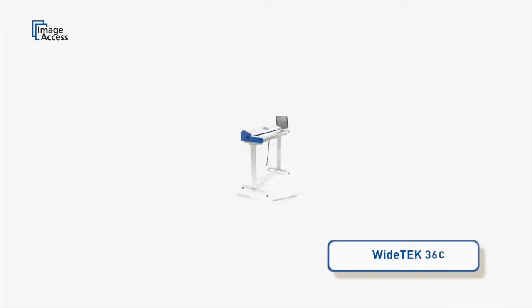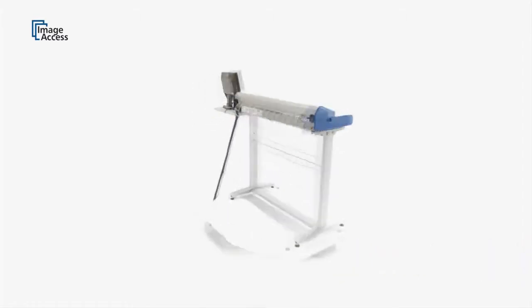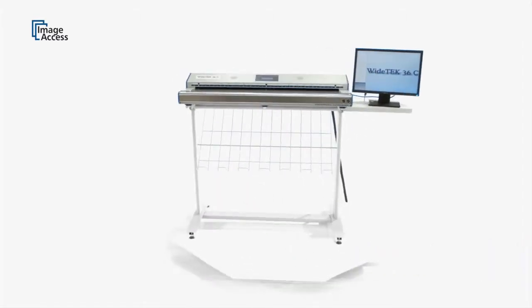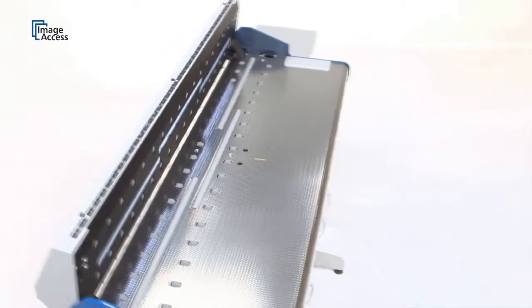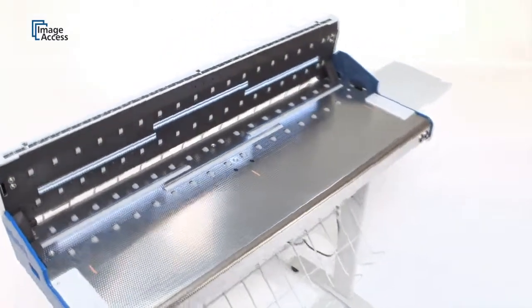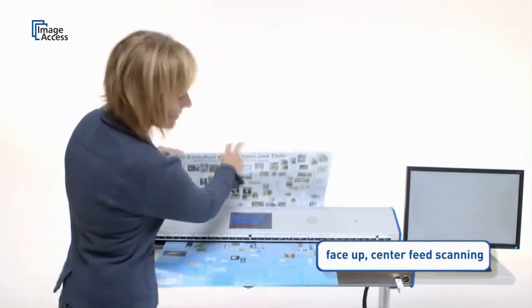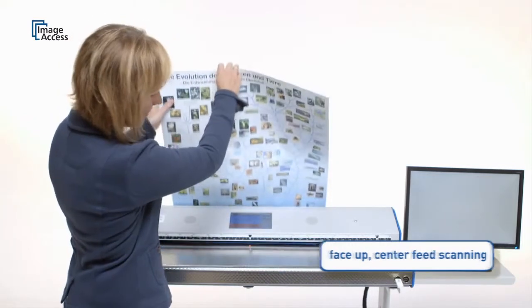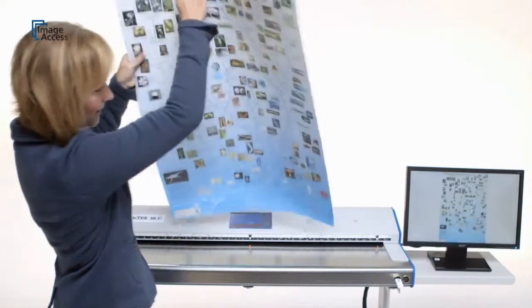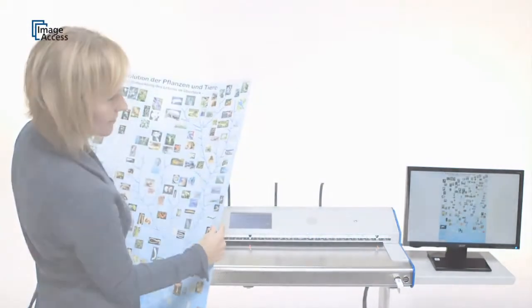The WideTEK 36C is a wide format color scanner based on the latest CIS development by Image Access. It scans documents up to 36 inches wide, has excellent color quality, and is extremely fast yet affordable. Face-up center feed is the most natural way of inserting documents into a scanner. Automatic document position and size detection eliminates the need for complicated settings.